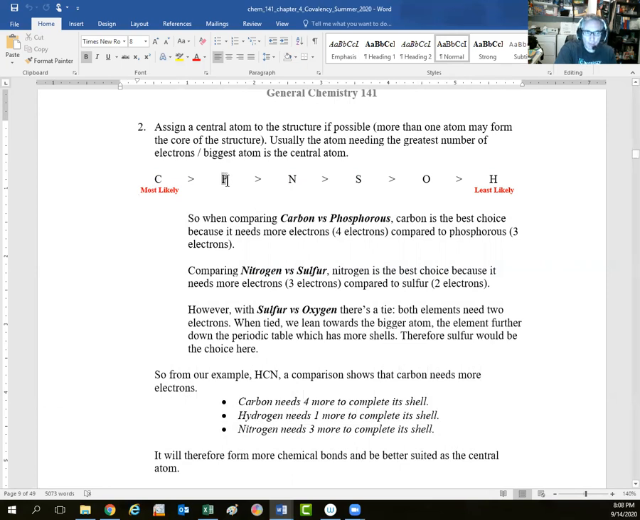Bigger atoms also make more chemical bonds. So phosphorus would win over nitrogen because phosphorus is below nitrogen in the table. Comparing sulfur to oxygen, sulfur is below oxygen in the table, so we expect sulfur to make more chemical bonds. So first and foremost, go with the element which is more greedy for electrons, and if there's a tie, then look for the element which is physically bigger.